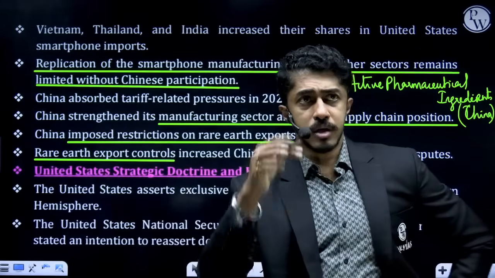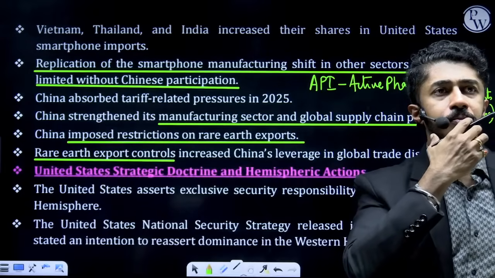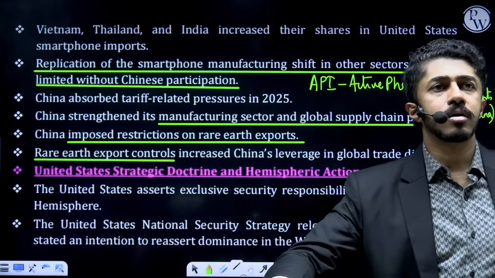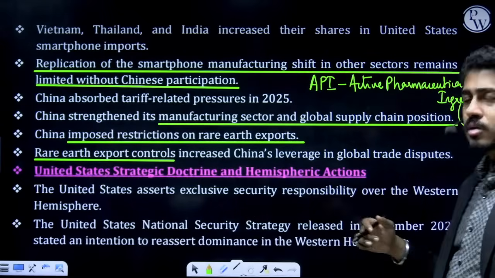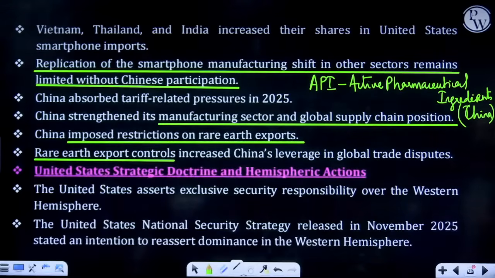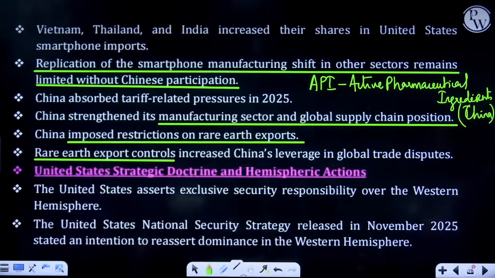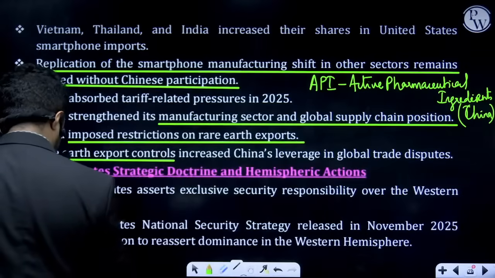All right, taking it further forward: United States strategic doctrine and hemispheric action. The US asserts exclusive security responsibility over the Western Hemisphere. That is, they say only we can give security in the Western region.